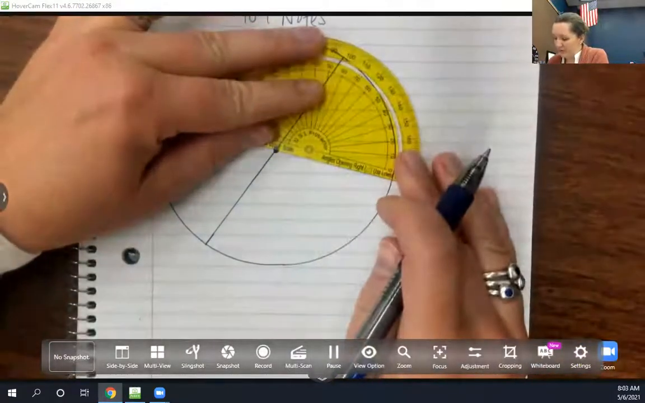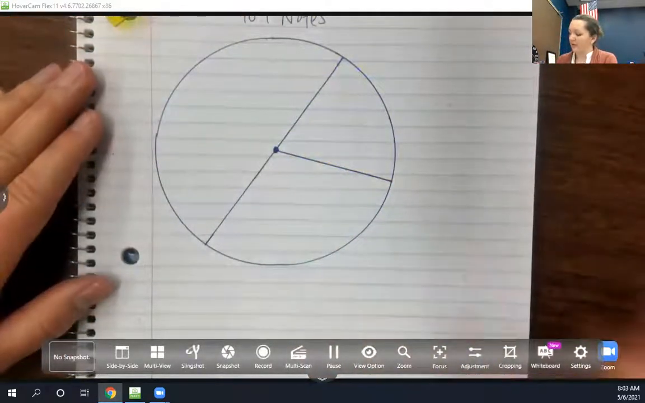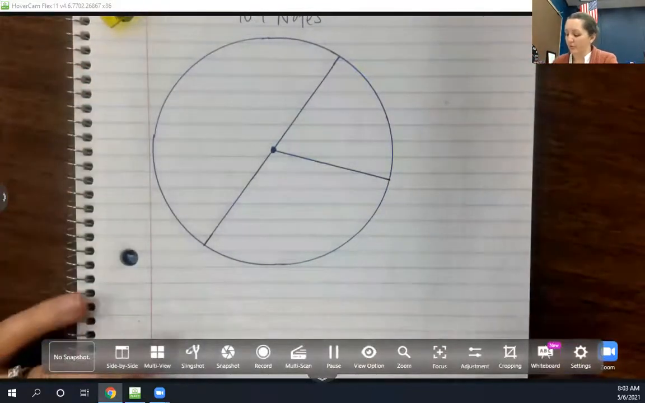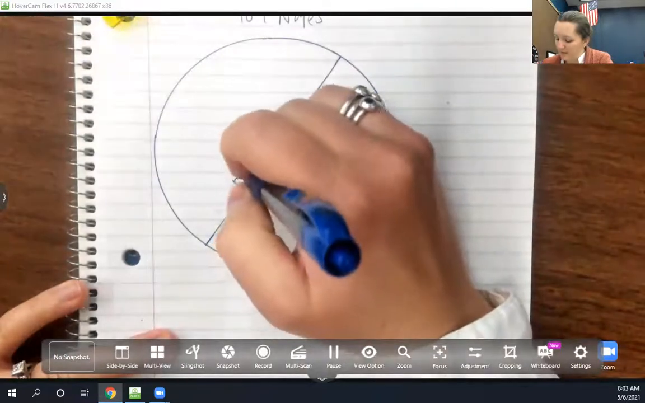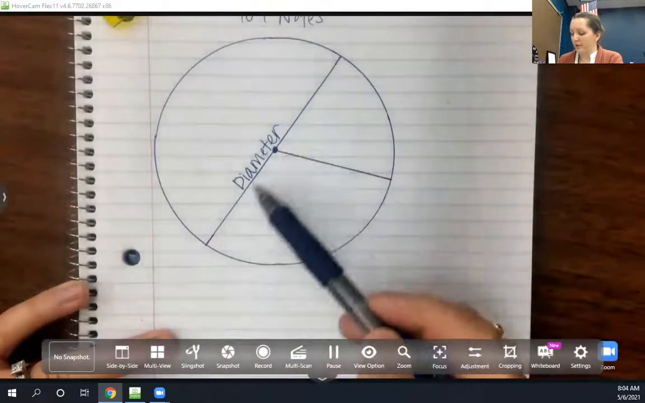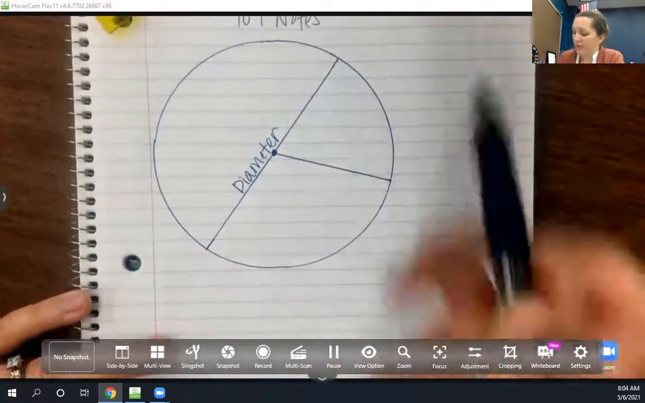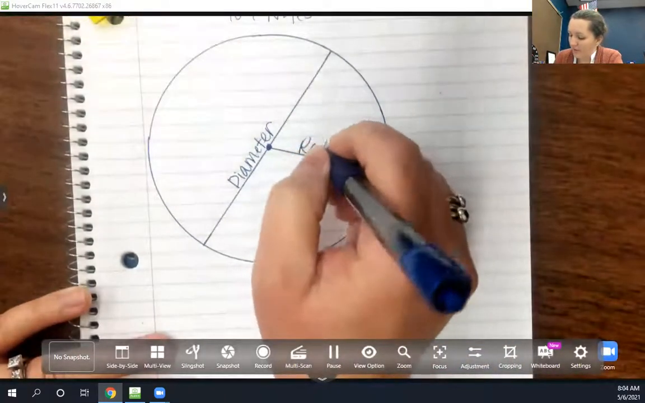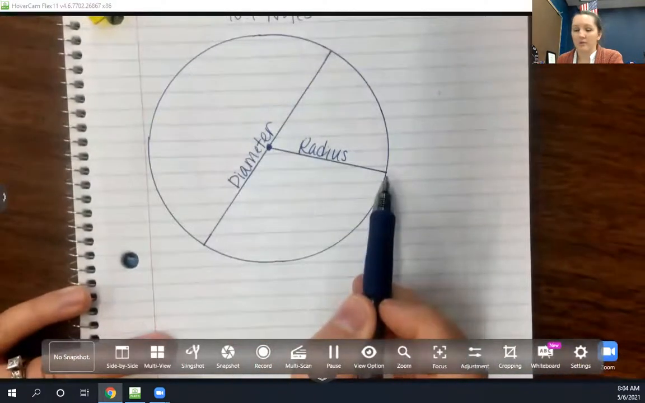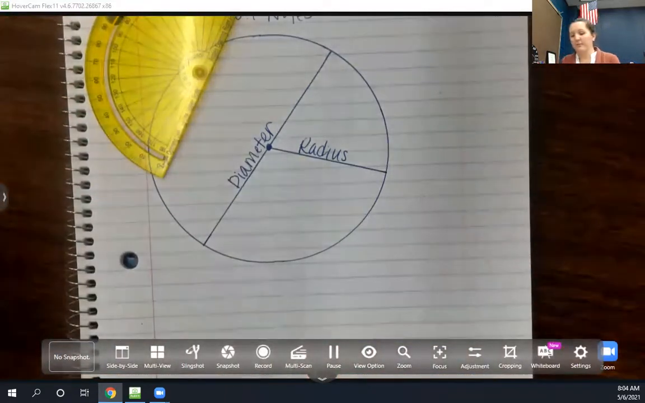You know a few of these things already, especially from our unit on 3D figures, but let's review some of our lines and segments of circles. The segment or the chord that goes all the way across the center of our circle is called our diameter. You already know that one. And our radius is always half our diameter, and it goes from the center to the outer edge of the circle. There are a couple of other things that I want to show you.